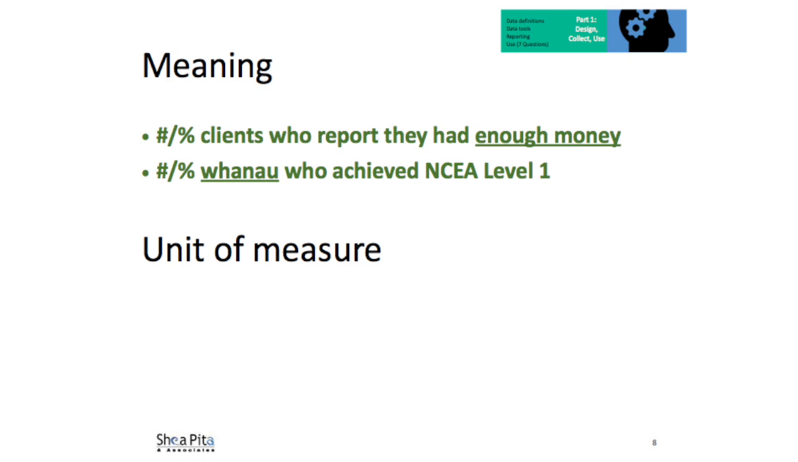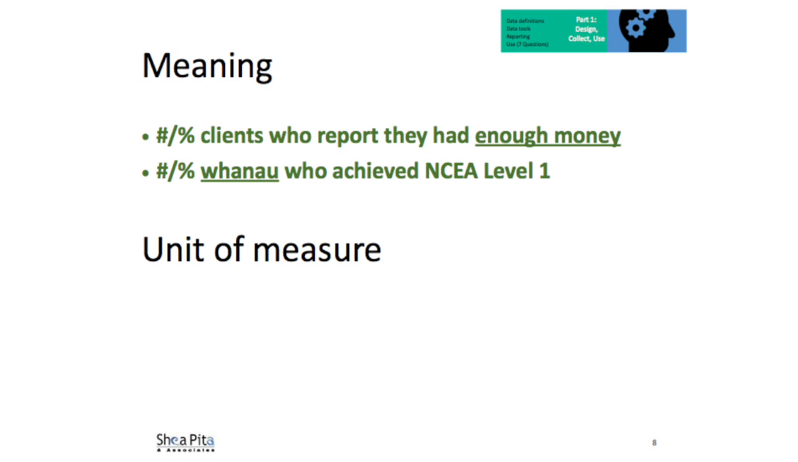where we're talking about the number and percentage of whānau who achieved something. So again, NCEA. So the word here, whānau, what does that mean? Is it an individual? Is it the collective? Is it whakapapa whānau, kaupapa whānau? Is it whānau based in a household? Again, or is it simply self-defined?